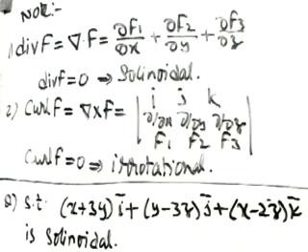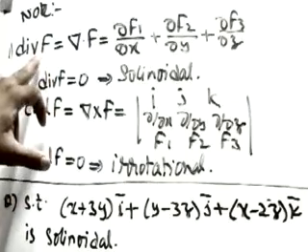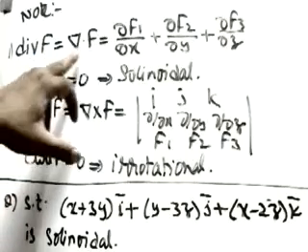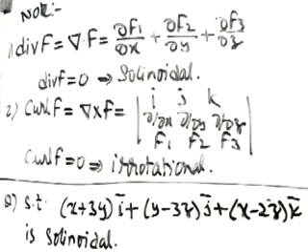Inshallah, in today's class, we are going to continue with vector differentiation. In the previous class, we did questions based on divergence of f, del dot f. Its formula is dou f1 by dou x plus dou f2 by dou y plus dou f3 by dou z. If divergence is 0, it is called solenoidal.